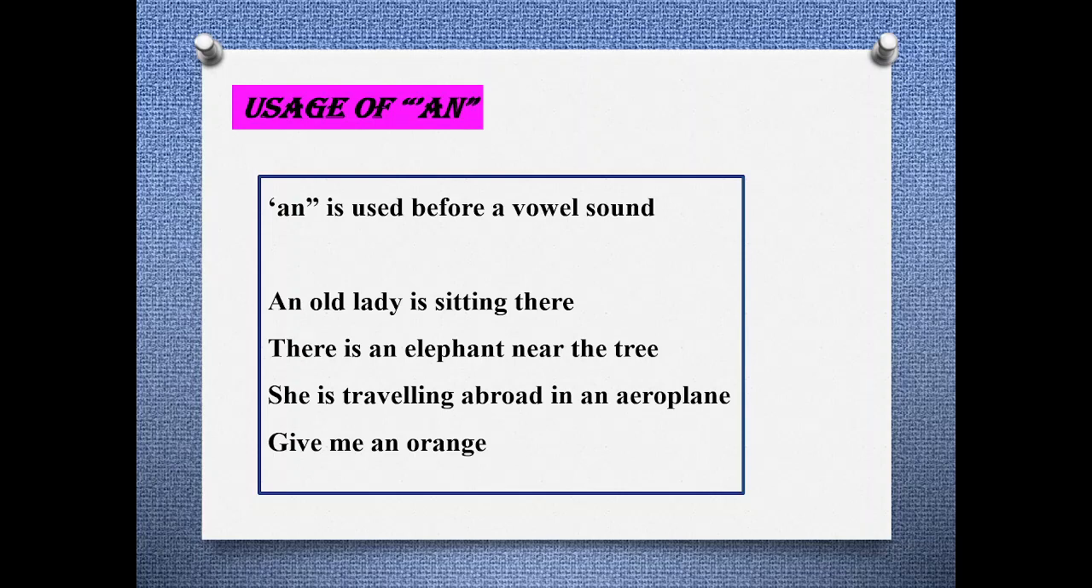There is an elephant. So E is a vowel. That's why we are using "an" before it. She is traveling abroad in an aeroplane. So A is a vowel, and that's why we have used "an" in the sentence. Give me an orange. So O is a vowel. So that's what you have understood. Before a consonant, you have to use the article "a", and before a noun which starts with a vowel, you will have to make use of the article "an".